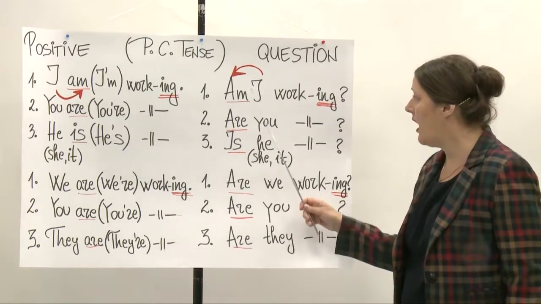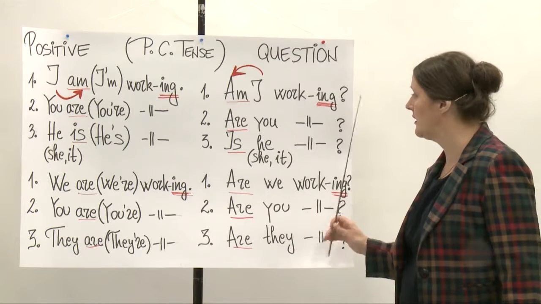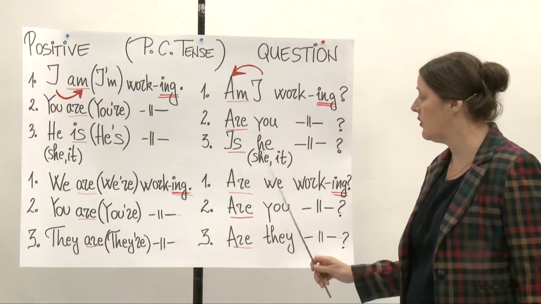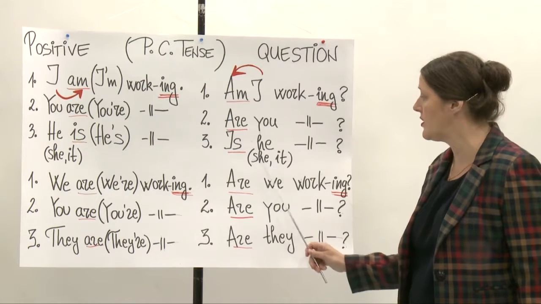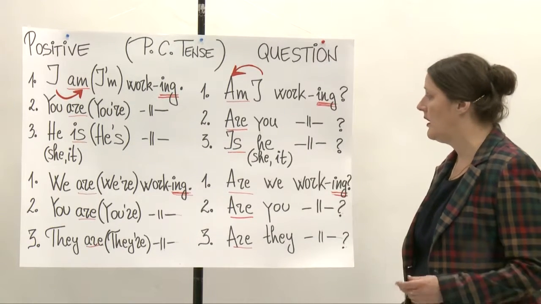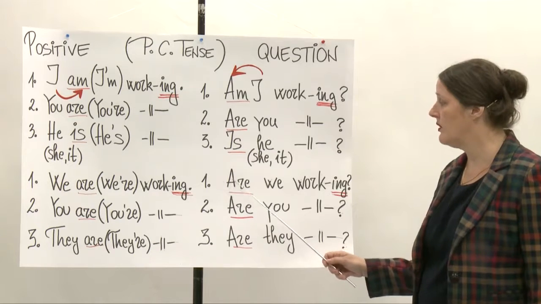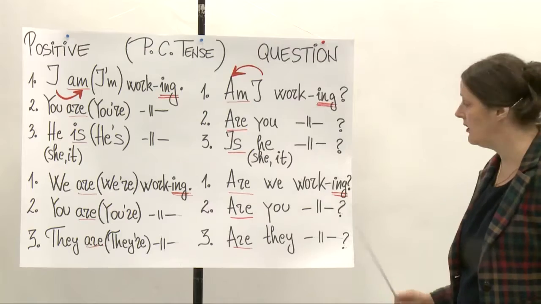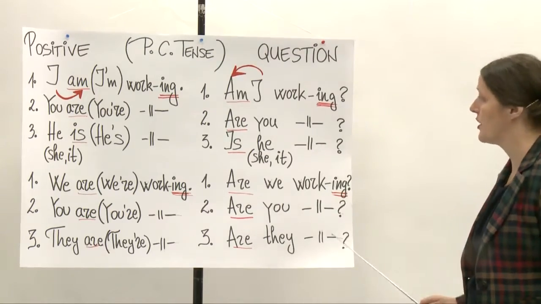In a question form, we simply have inversion, in I am it is am I. So we have am I working? Are you working? Is he or is she or is it working? In plural, we have are we working? Are you working? And are they working?